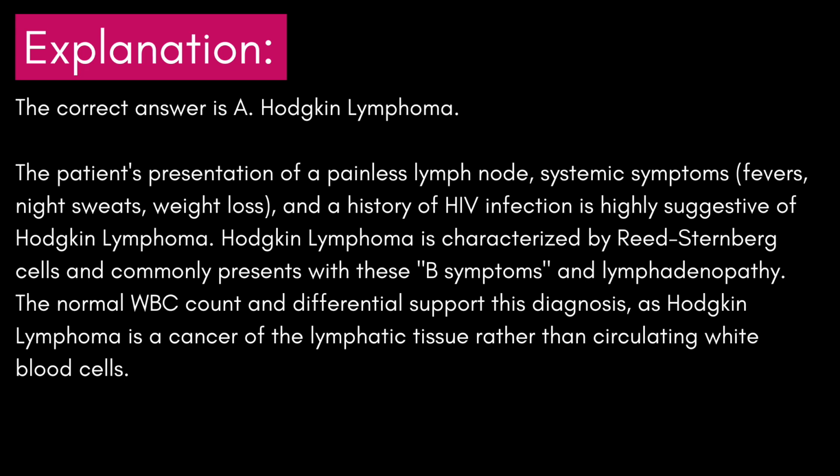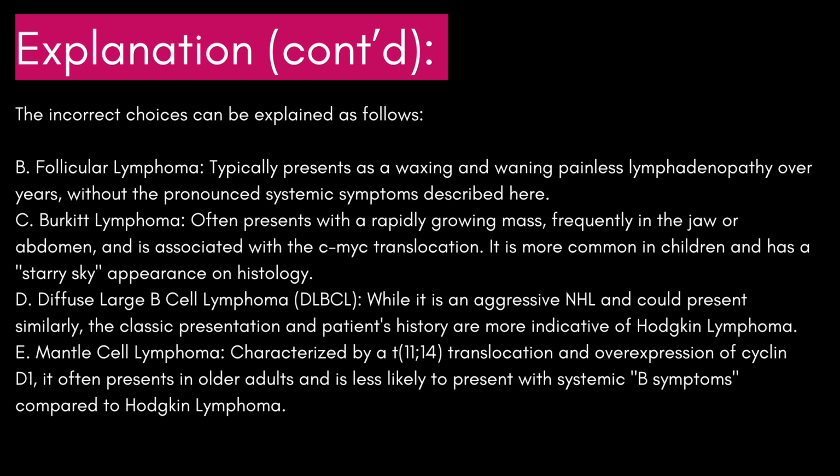All right, let's go ahead and see why the other answer choices are incorrect. The incorrect choices can be explained as follows. B, follicular lymphoma, typically presents as a waxing and waning painless lymphadenopathy over years, without the pronounced systemic symptoms described here. C, Burkitt lymphoma often presents with a rapidly growing mass, frequently in the jaw or abdomen, and is associated with the c-MYC translocation. It is more common in children and has a starry sky appearance on histology.